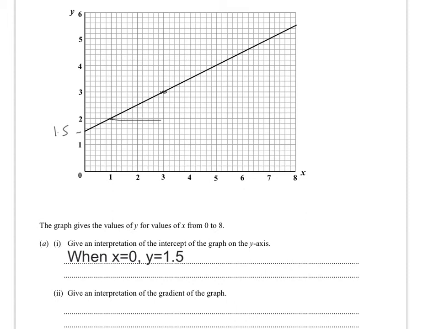So it goes across 2 on the x-axis and up 1 on the y-axis. So the change in y over the change in x is going to be a half. So the gradient is a half. An interpretation of the gradient will be for every 1 across on the x-axis, it goes up half on the y-axis.